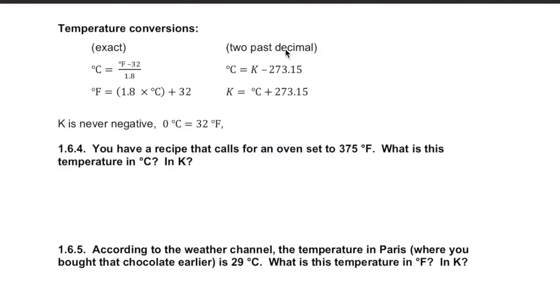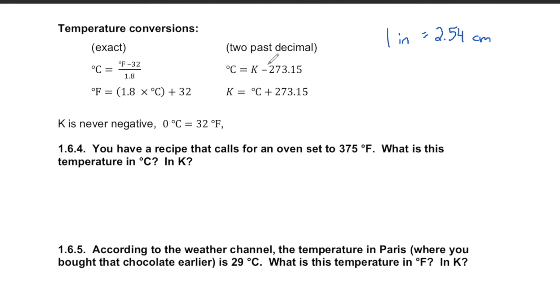Temperature conversions are a bit different. I wanted to address them separately. The thing about temperature conversions is there's not a direct relationship. You can't write a direct relationship for a temperature like you can for an inch and a centimeter. An inch is 2.54 centimeters. If you double the inches, you're going to double the amount of centimeters you have.